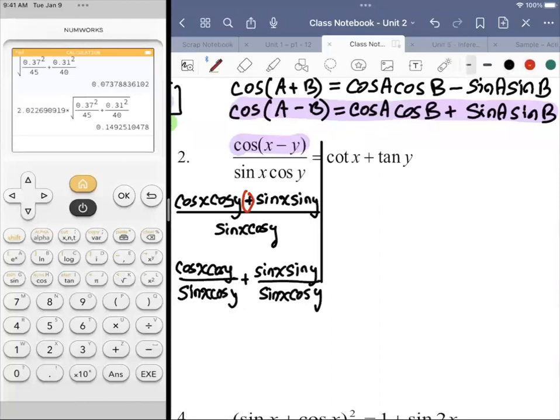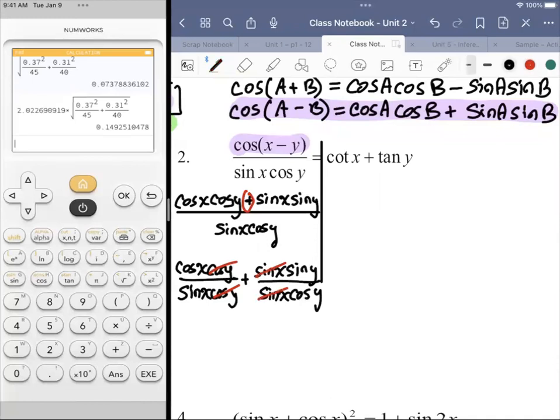So I have a common cosine Y. Common is the second word of the day, as in common cosine Y that I can cancel. Just like I have a common sine X that I can cancel. Common is the second word of the day. We're trying to double up on the words, as you may have noticed.